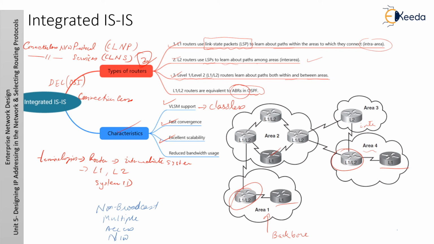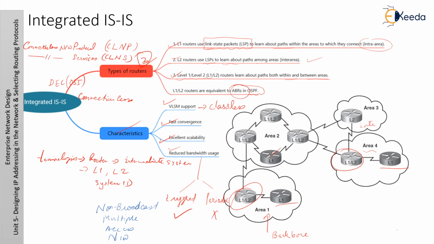ISIS backbone area design is not as strict as OSPF, thereby allowing for easy backbone extension. Then reduced bandwidth use: triggered update and absence of periodic update. Whenever we are talking about reduced bandwidth, it means triggered update, and periodic update is not there. So triggered updates and absence of periodic update ensure less bandwidth is used for routing information.